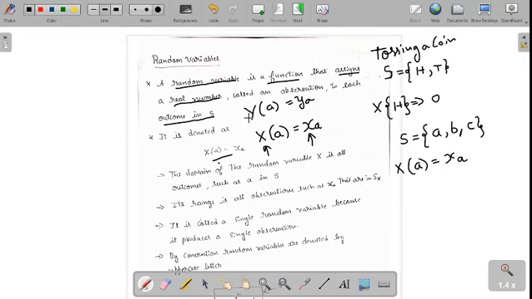It's a random variable. Okay, next is the domain of the random variable x is all outcomes such as a in s. Okay, what does it mean?